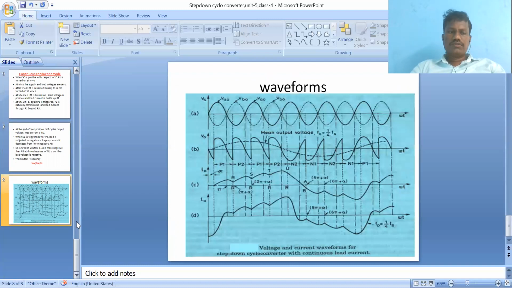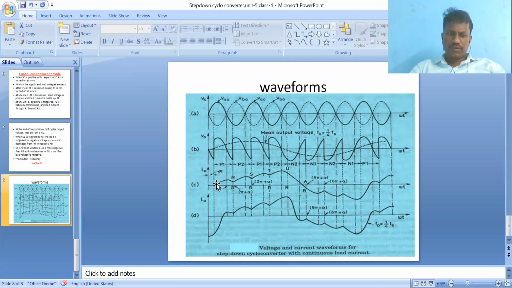In this continuous conduction mode, I take the graph directly. This is the P1 portion. When Va0 is positive, P1 comes in conduction mode, following the input, with negative spikes due to RL load, then P2, negative spikes, P1, negative spikes, P2. During this portion, the negative spikes are more compared to discontinuous conduction. The negative portion in continuous conduction is larger. During this state, the current will not be zero.